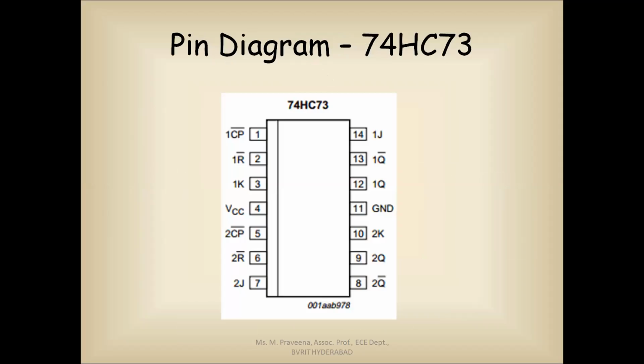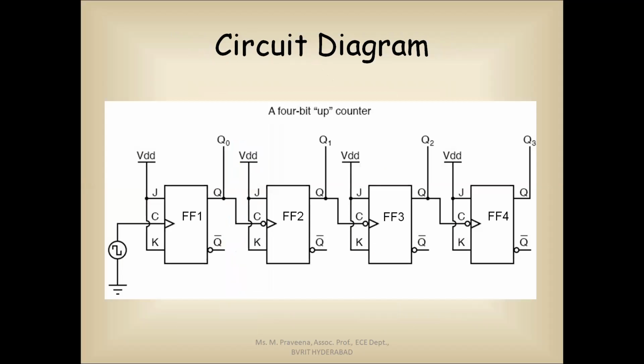And this is the pin diagram of the IC which you are going to use in this particular experiment. And this is the circuit diagram for a 4-bit up counter. So you are using 4 JK flip-flops here. Since each IC is going to have 2 JK flip-flops in it, we'll be using 2 7473 ICs here.